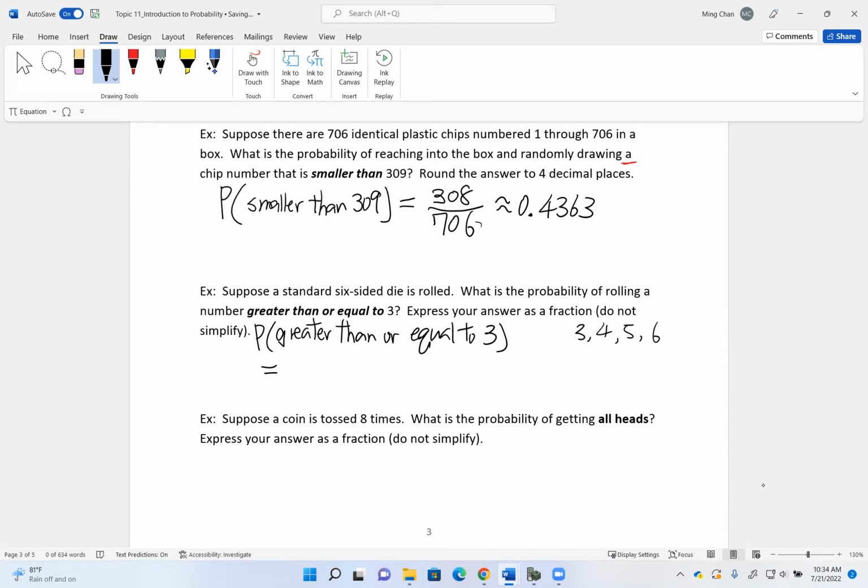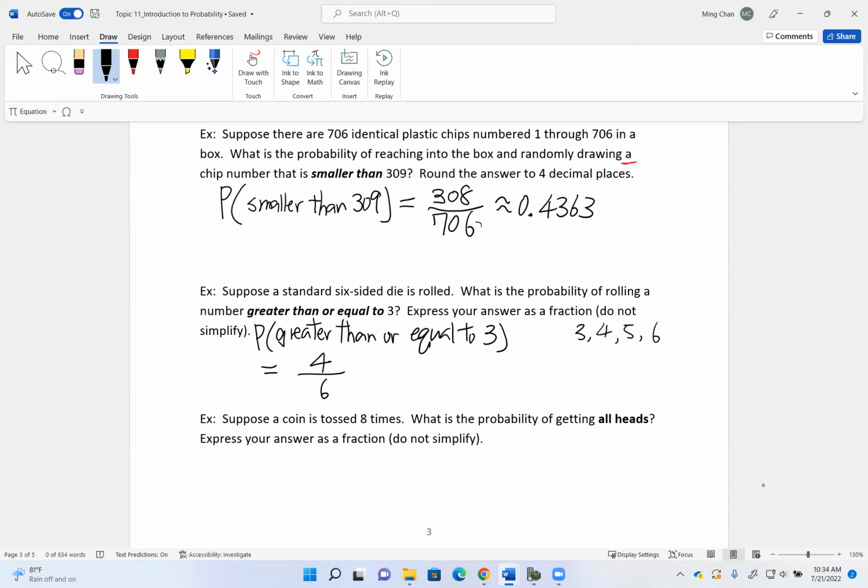So there are 4 ways I can win out of, I'm only rolling one die, so one die should only be 6 outcomes. So there are 4 ways to win out of 6 possible outcomes. Okay, it says do not simplify. We just leave it as 4 out of 6. It's about 2/3, which is 66.7% chance.